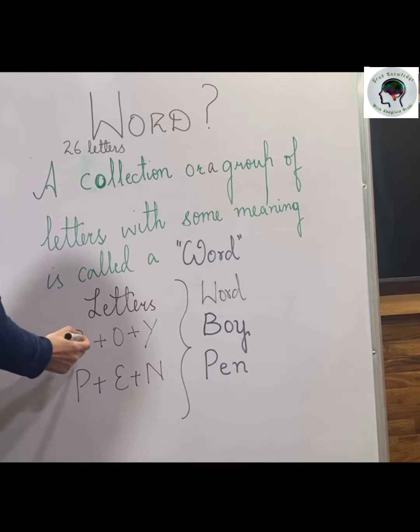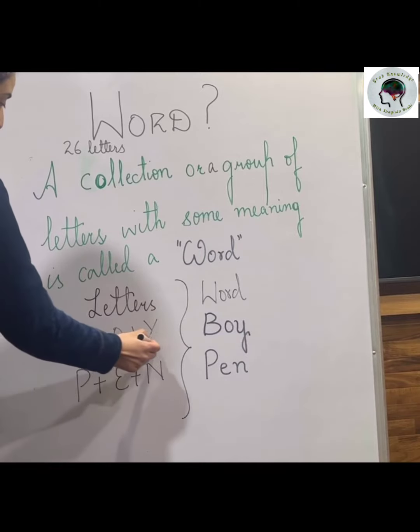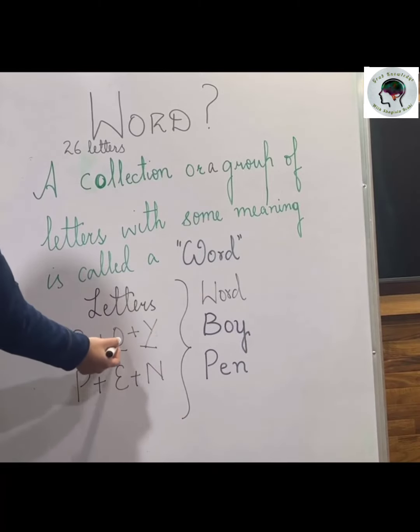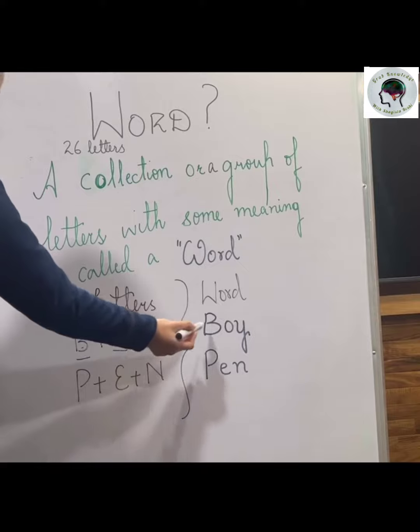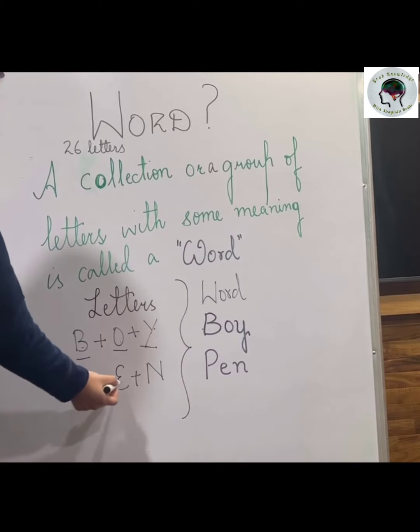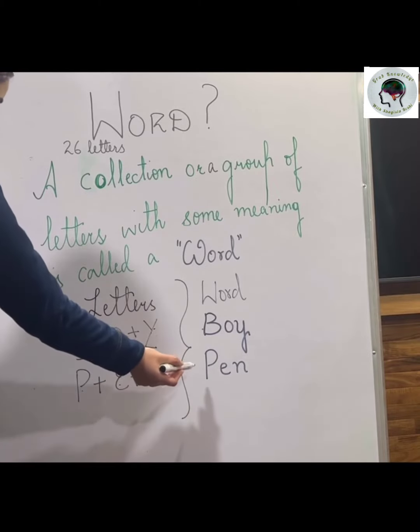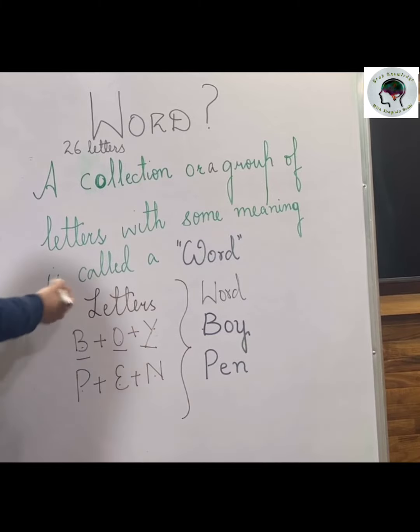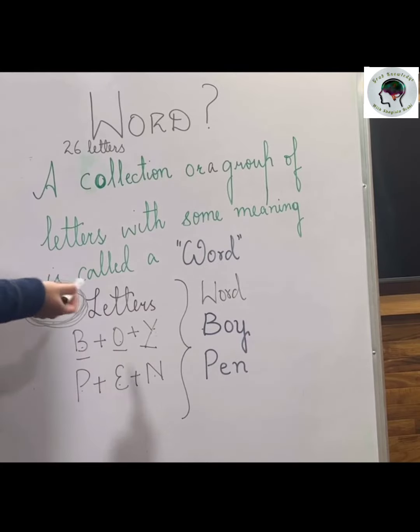ठीक है, जैसे लेटर यहाँ पर 3 है, BOY बॉय, PEN पेन. ठीक है, अगर हम कोई वर्ड लेते हैं A+C+N, तो ये कोई वर्ड नहीं बनता है. If we join these 3 letters, we don't get any meaningful word. So ये वर्ड नहीं कहलाता है.